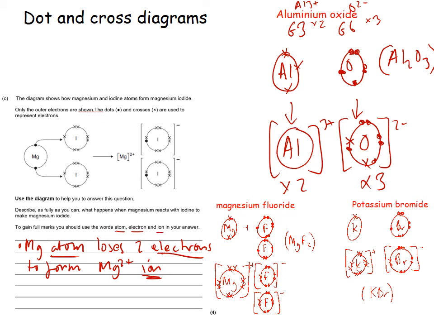And your next mark is to write the reverse. So what happens to the iodine? So you're going to say 2 iodine atoms gain 1 electron each to form 2 iodide ions. That's going to be your 4 marks there.